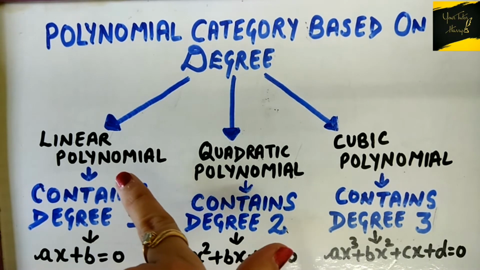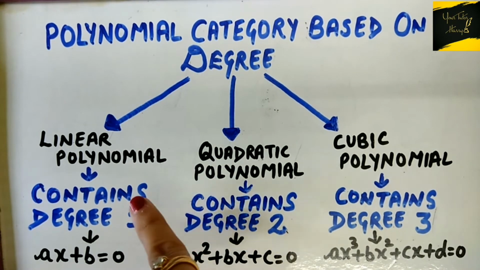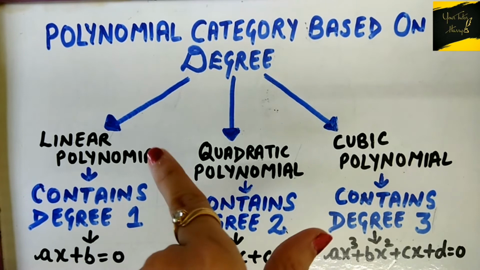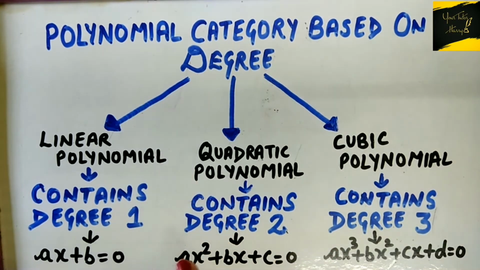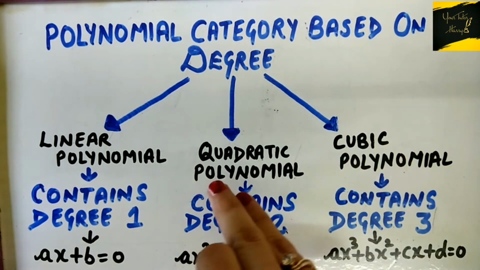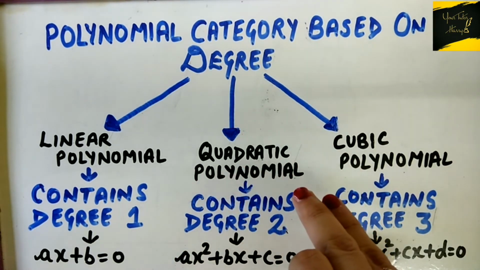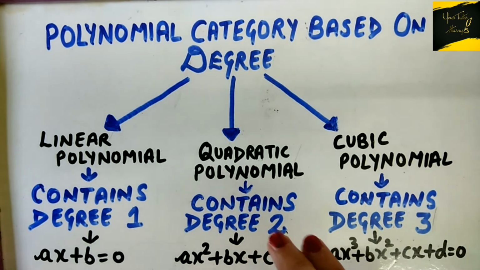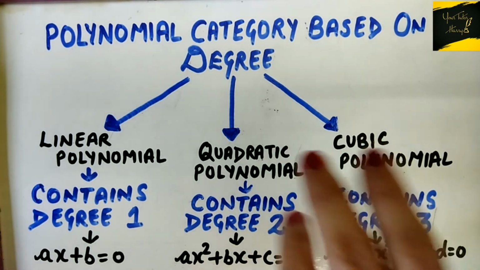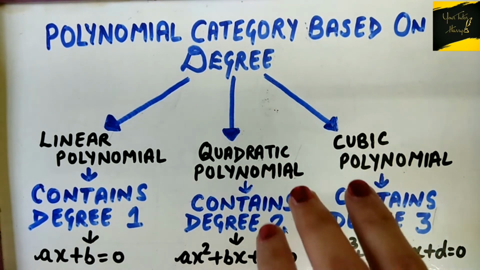Linear means 1. The degree having 1 in an equation is called a linear polynomial, as shown in the equation below. ax plus b is equal to 0. Here x contains degree 1 and a and b are your real numbers, but a cannot be 0. If I talk about quadratic polynomials, it contains the highest degree 2.